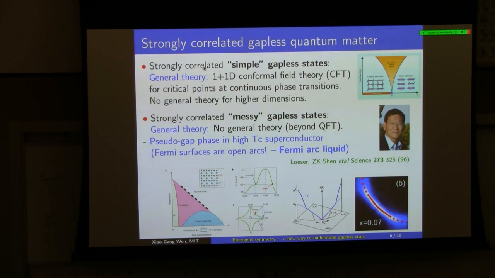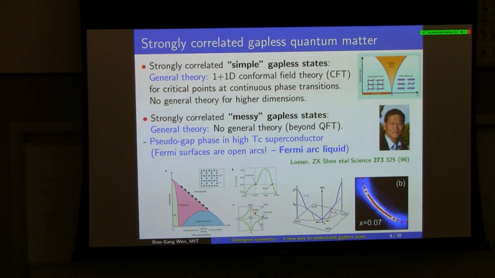But when it's strongly correlated, we have something more challenging: this gapless matter may not have a well-defined quasi-particle. So if using field theory to describe it, you don't know which field to choose because there's no well-defined quasi-particle. In 1+1 dimensions, we have conformal field theory, so even without well-defined quasi-particles, you can still have a systematic theory to describe those gapless critical points. However, for higher dimensions, we have trouble. We don't have a very systematic theory to describe all these critical points.